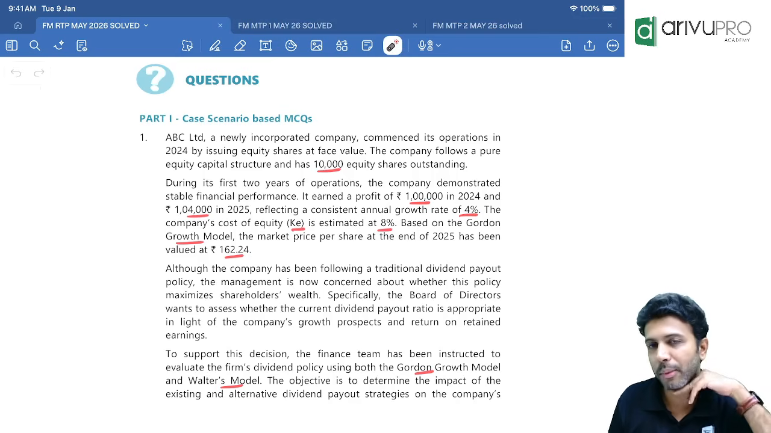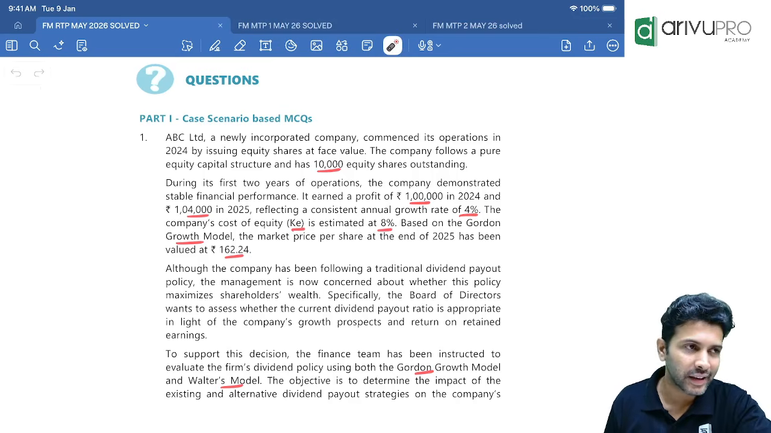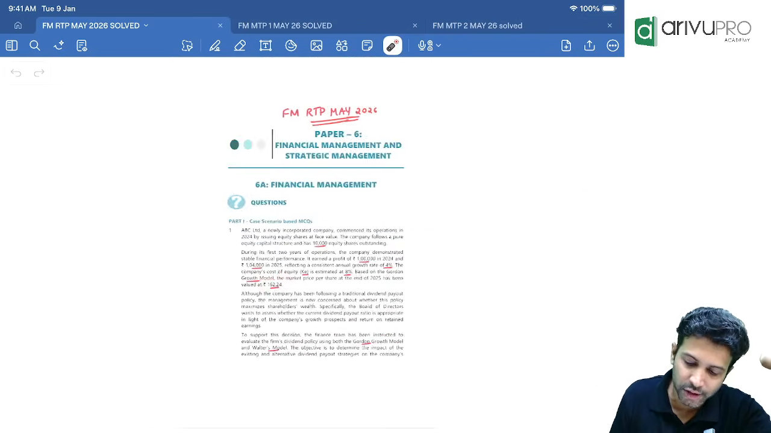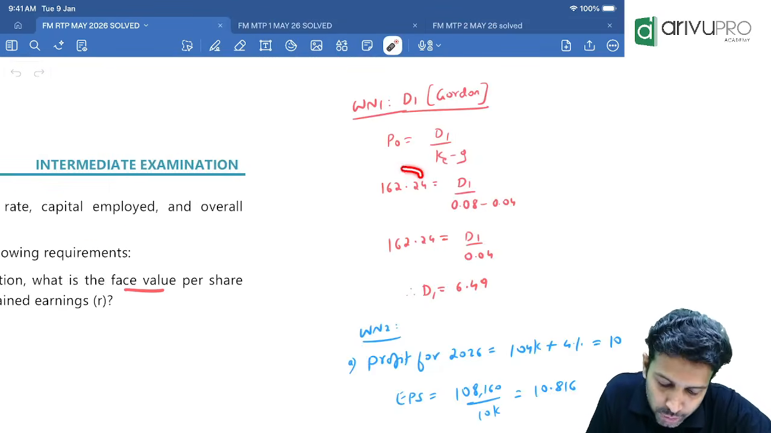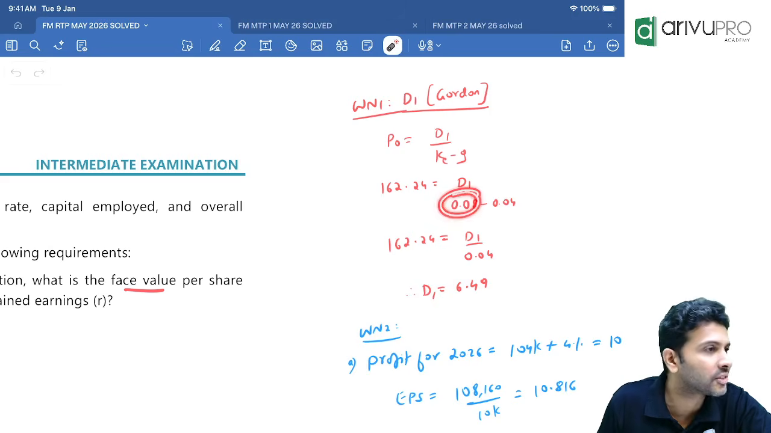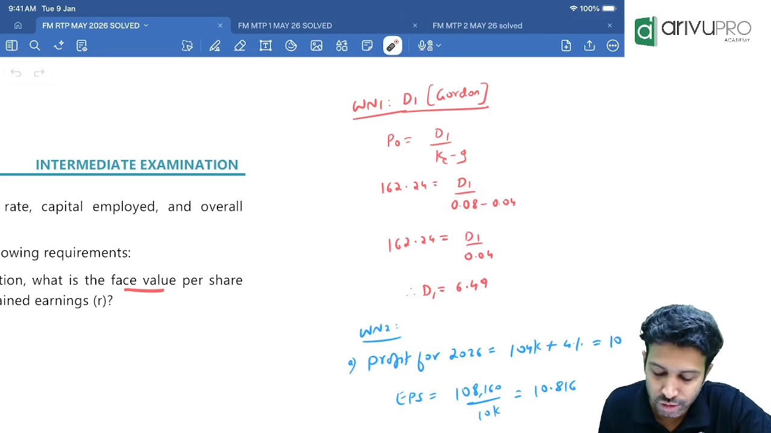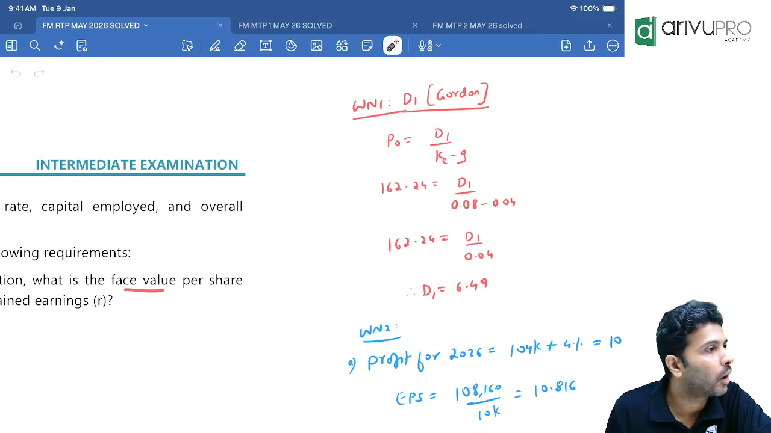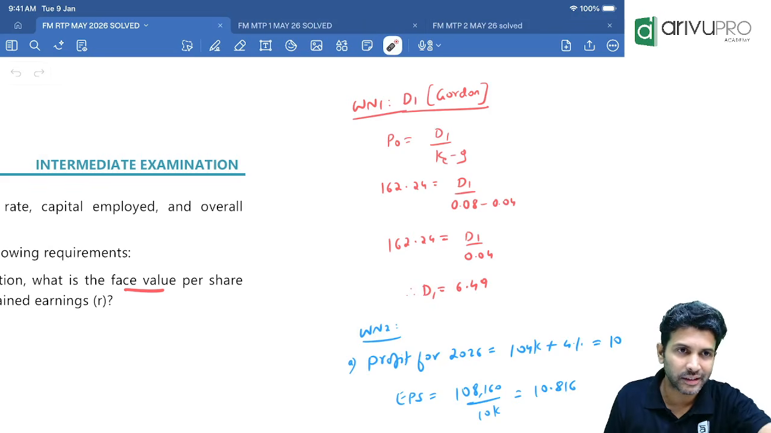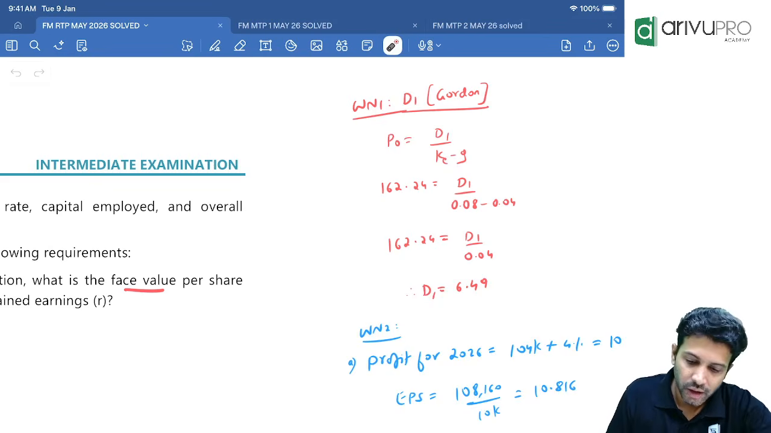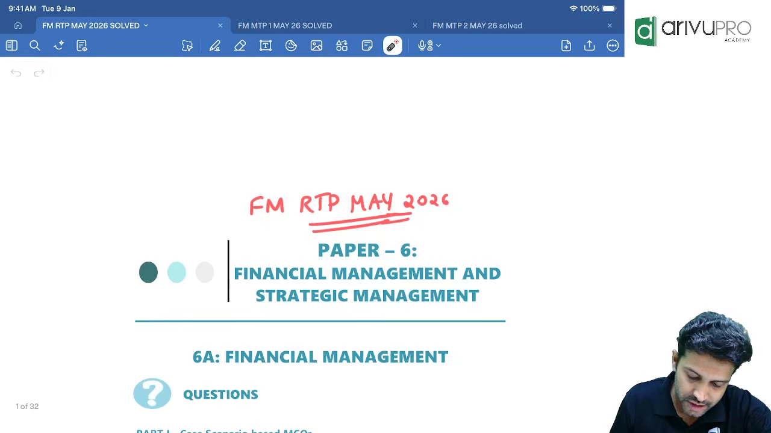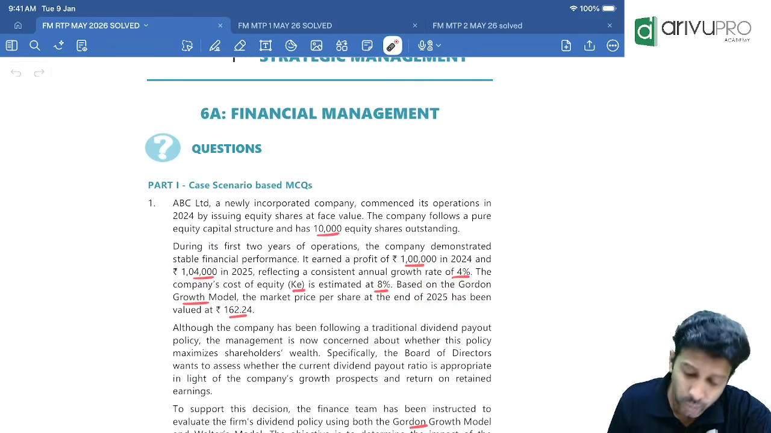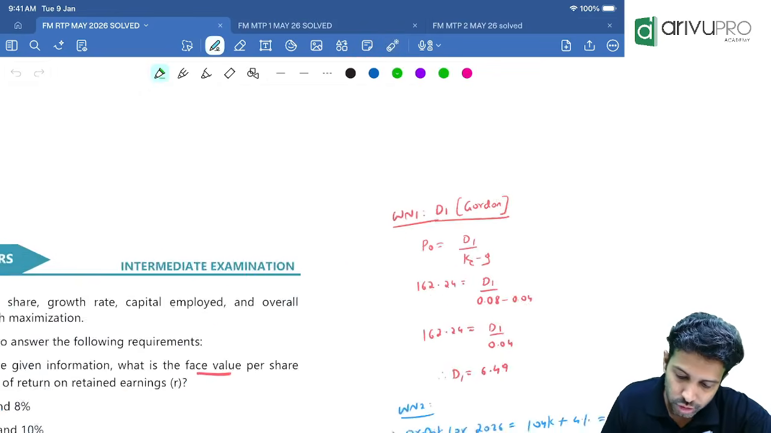Okay, Gordon's first formula. What is Gordon's formula? D1 divided by KE minus G. Substitute. D1 we don't know, but the price is given: 162.24 is equal to D1 divided by cost of equity 8% minus growth rate 4%. When you solve, you will get D1 to be 6.49. Till here, any problem, anybody? But keep the dates in mind, dates are important here. When did they give the price of the share? This is the market price at the end of 2025. So this is the price.